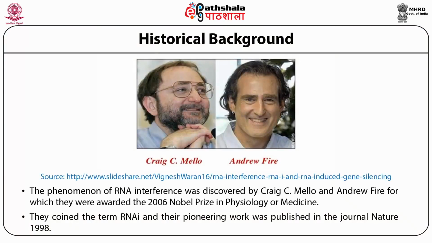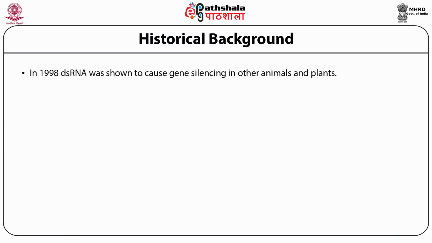The phenomenon of RNA interference was discovered by Craig C. Mello and Andrew Fire, for which they were awarded the Nobel Prize in Physiology or Medicine in 2006. They were the ones who coined the term RNAi, and their pioneering work was published in the journal Nature in 1998. In 1998, double-stranded RNA was shown to cause gene silencing in other plants and animals.